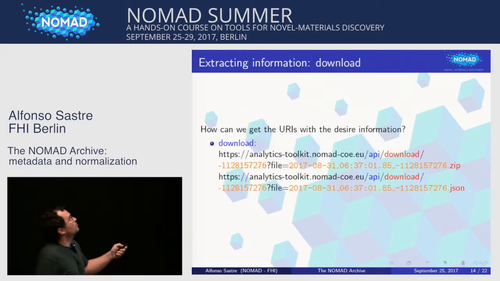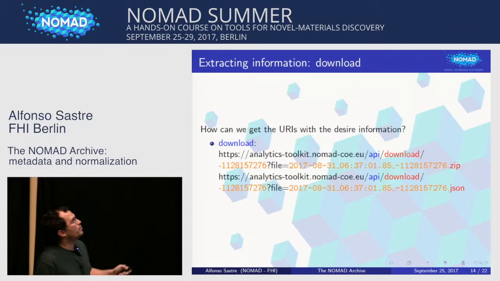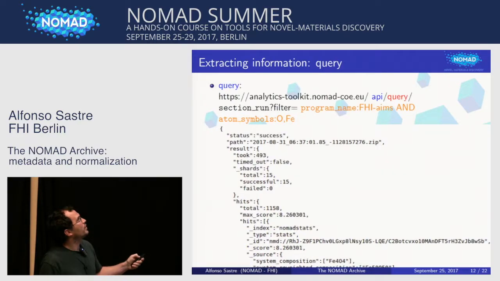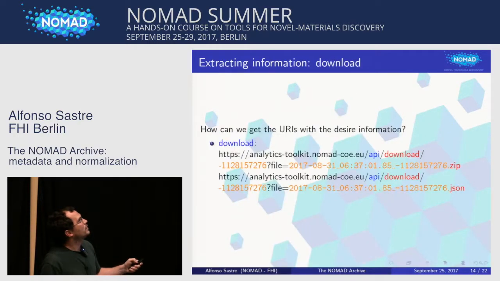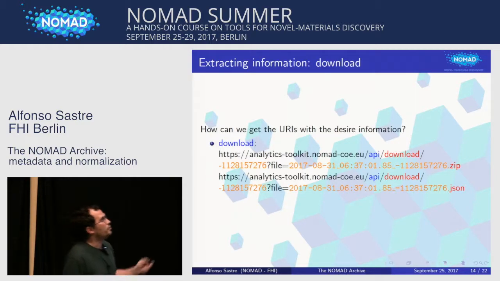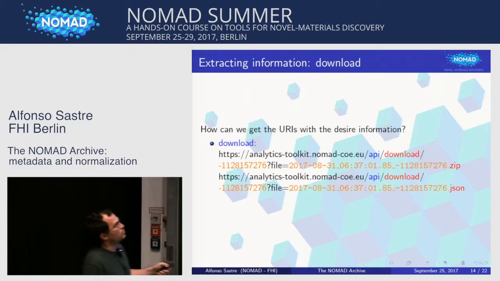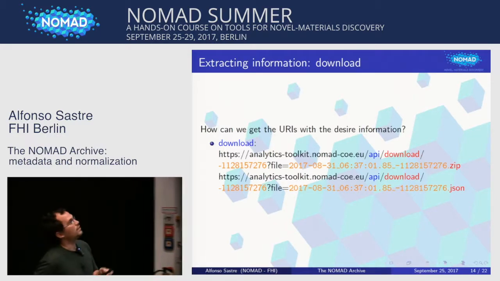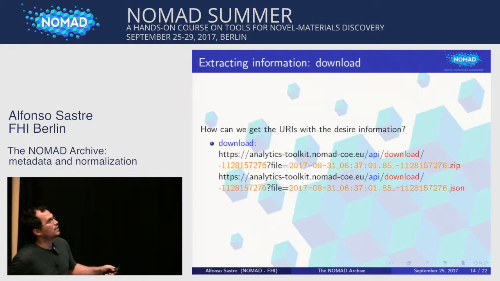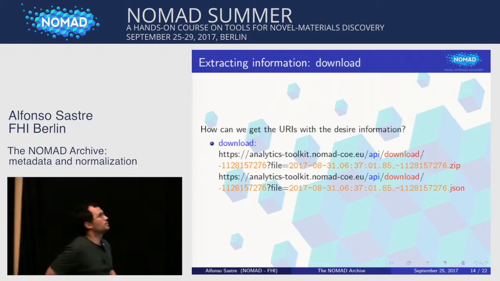Then you can go to the download service. You write the same, you write download, and you just write the name of the file that appears here. And you can download the zip that is going to give you all the URLs, or if you have access to the NOMAD data, you can also download in JSON format, and then you have access directly to the data.